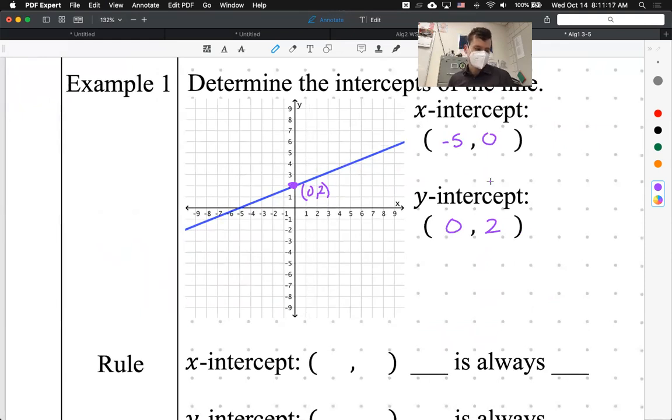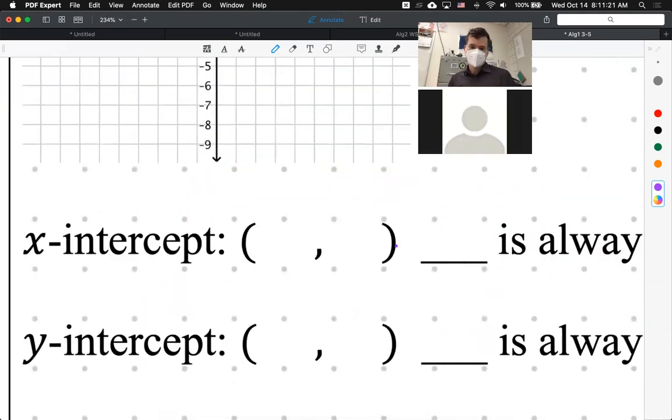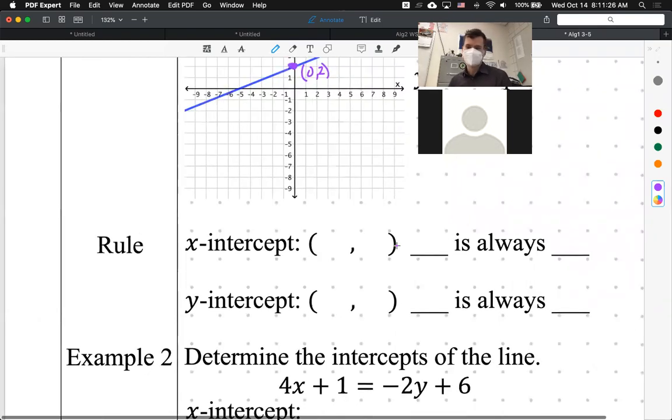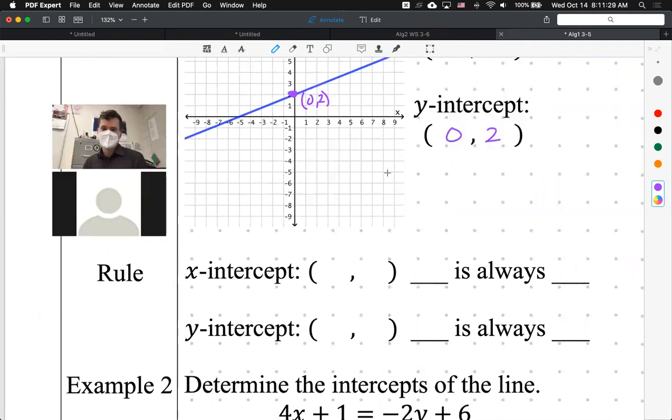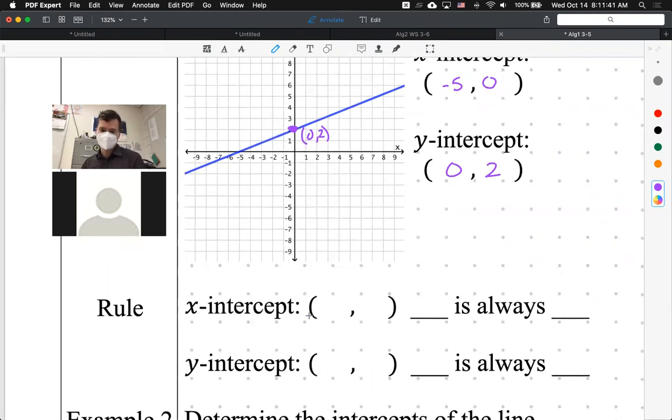All right, so generally speaking, our rule looks like this. Over and over again, and I'll move Ashley out of the way, notice that one of these numbers is always going to be the same. It's always going to be 0. But what's always going to be 0? So for the x-intercept, which of these is always 0? Is it the x that is always 0, or is it the y that's always 0? Diego? The y. The y is always 0.